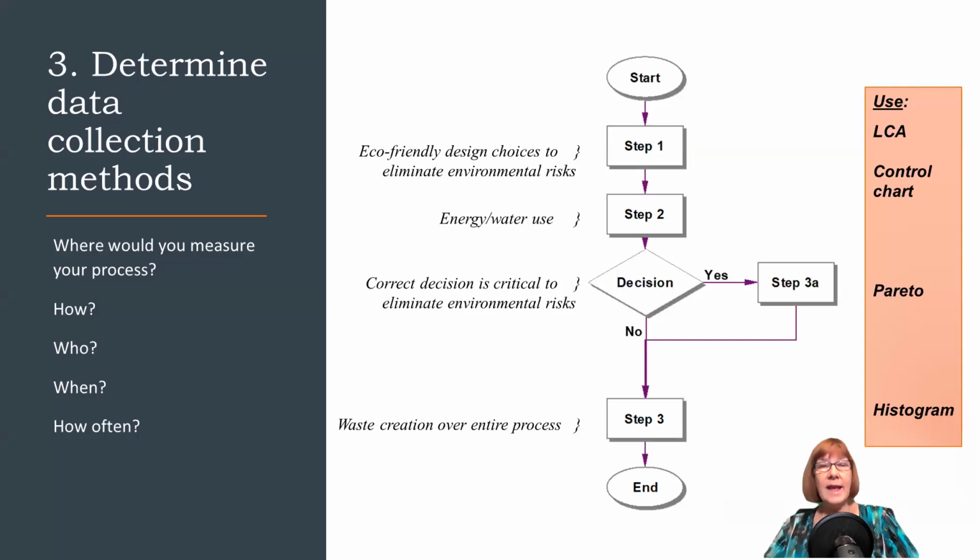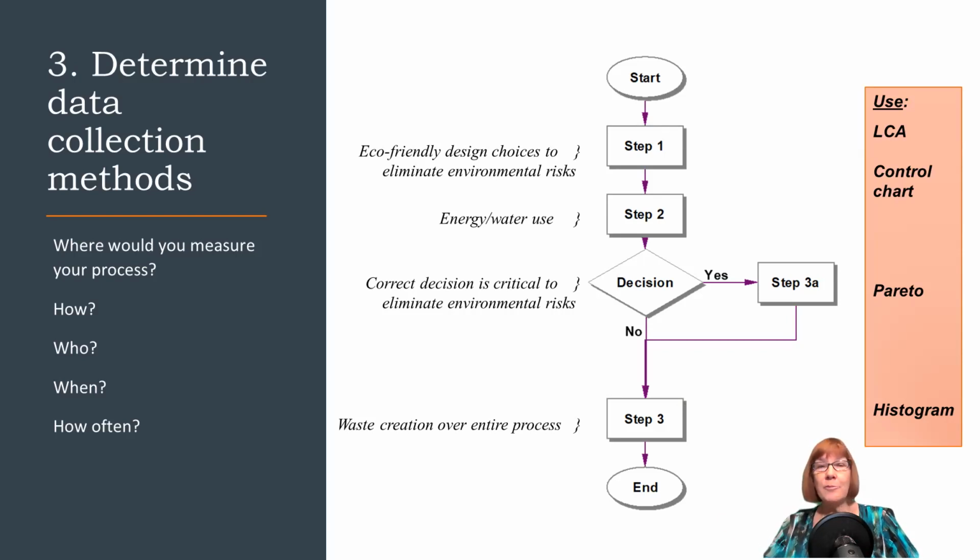When you're looking at something like a process, you need to think about how you're going to display it. For instance, in one of your steps, you may want to look at whether or not they're picking the right products to eliminate environmental risks. If you do that, you probably would use something like an LCA to look at the entire life cycle impacts. If you're checking on energy and water use, you probably would look at something like a control chart to see the changes over time.